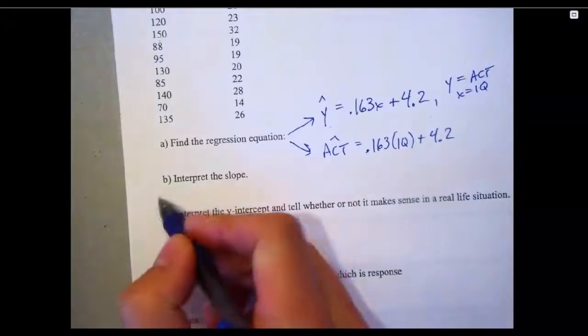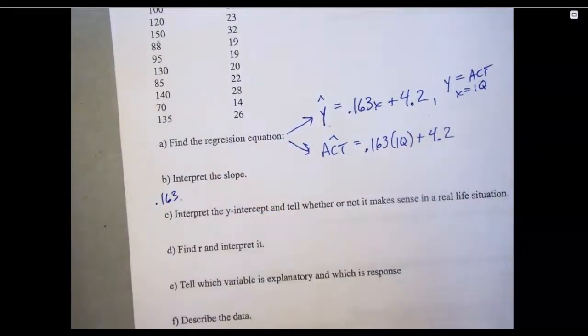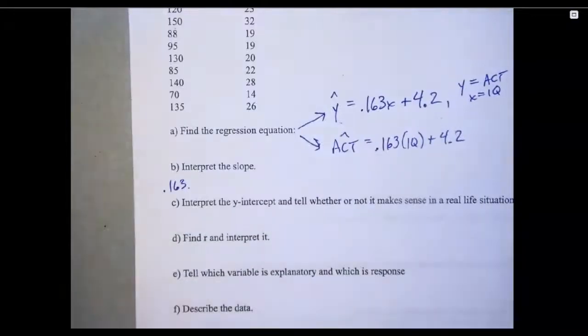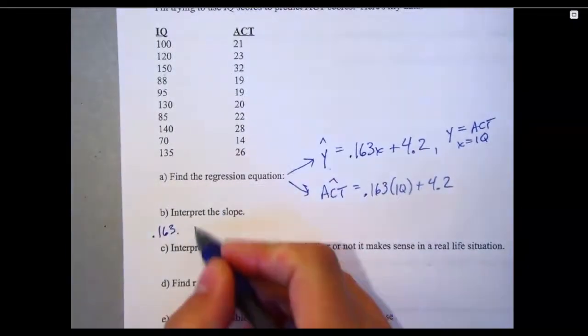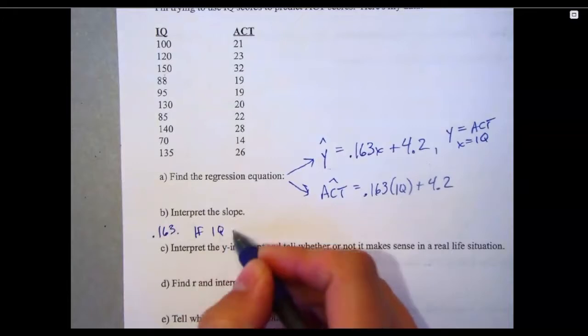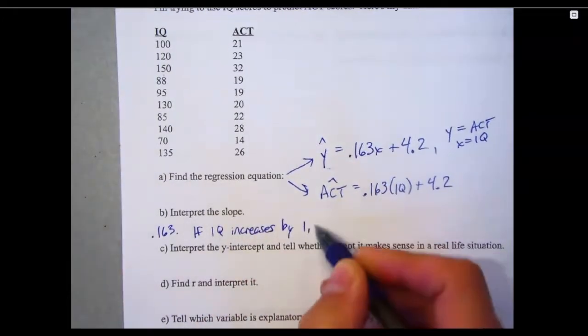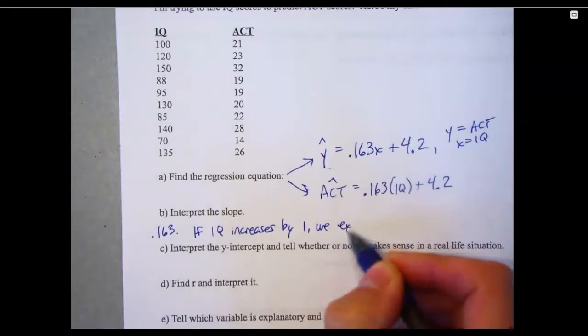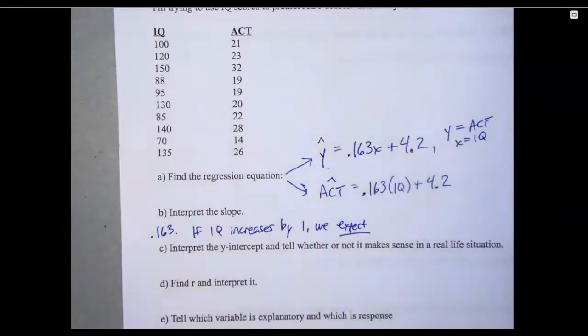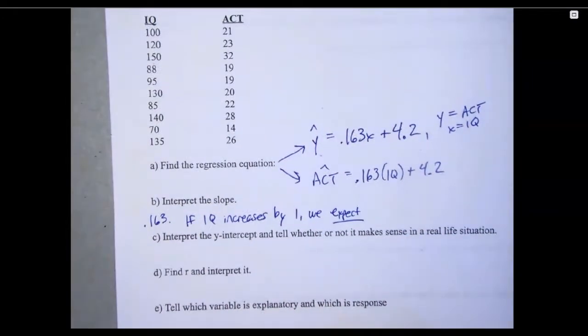Alright, interpret the slope. So the slope is 0.163. And I put some notes on the board, and this is the same thing we did in Schoology, but just to help you remember it. Slope is, if the x value, but in context, right? So what's the x value in this case? IQ. So if IQ increases by 1, you expect, you don't have to underline it, I'm just doing it to remind you.